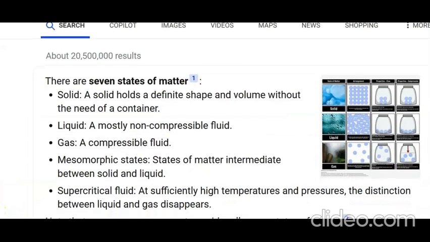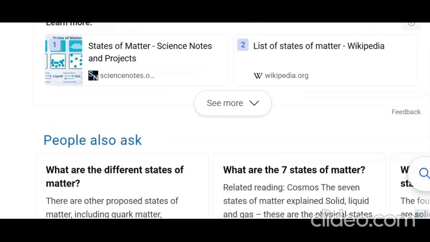It's pretty... 7 states of matter: solid, liquid, gas, mesomorphic states, supercritical fluid. So they don't, again, like I said, this applies to the moon, basically, in the different states.